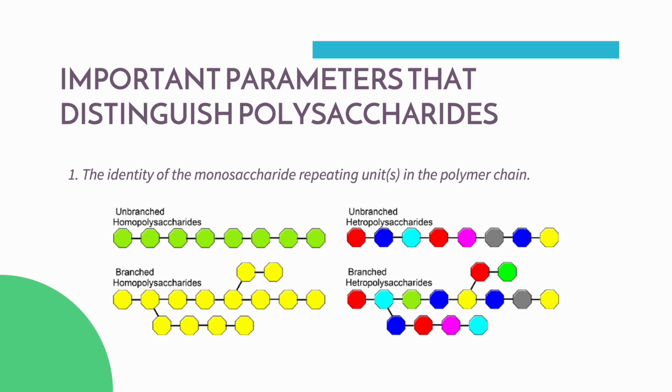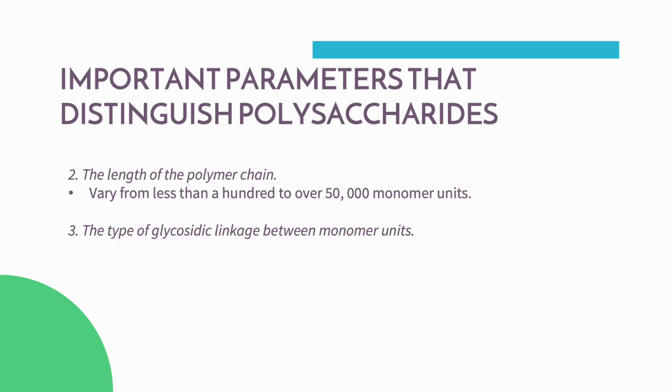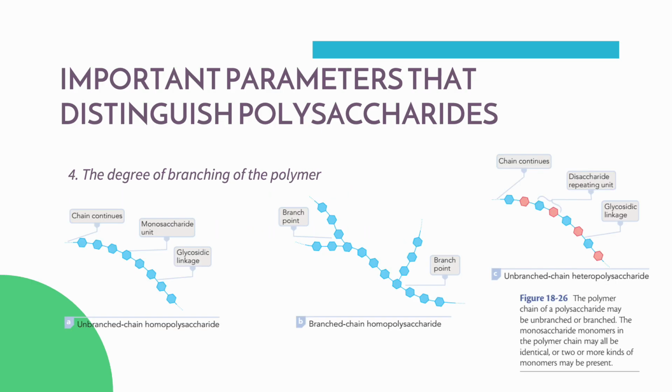Therefore, a heteropolysaccharide is a polysaccharide in which more than one, so usually 2, types of monosaccharide monomer are present in the chain. Next, the length of the polymer chain. It varies from less than 100 to over 50,000 monomer units. And then the type of glycosidic linkage present between monomer units. The degree of branching of the polymer is also another important parameter that will distinguish polysaccharides from each other.